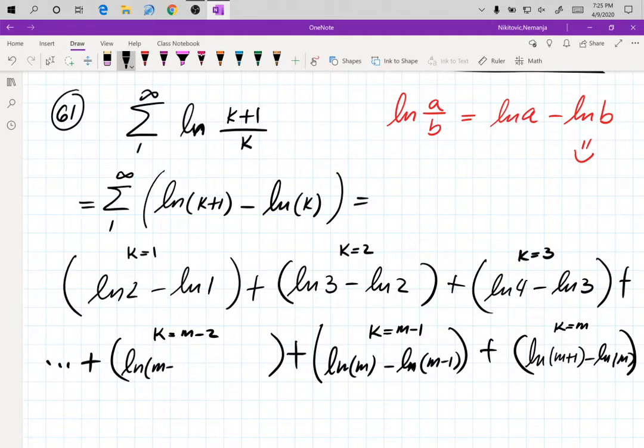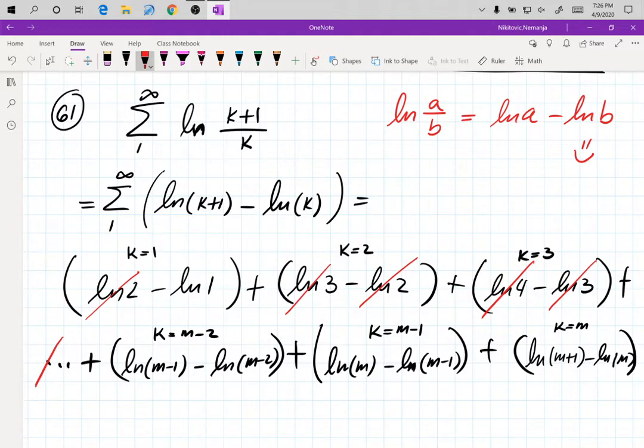ln of m minus 1 minus ln of m minus 2. Cancel. ln 2 cancels ln 2. ln 3 cancels ln 3. Look, I have a parenthesis that has both canceled, which means that everything cancels to the right of it.